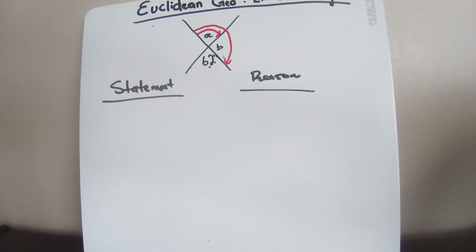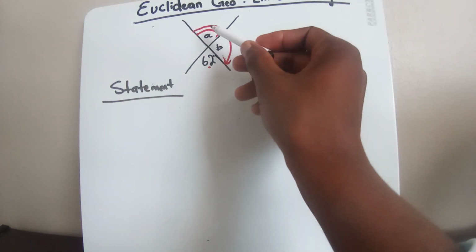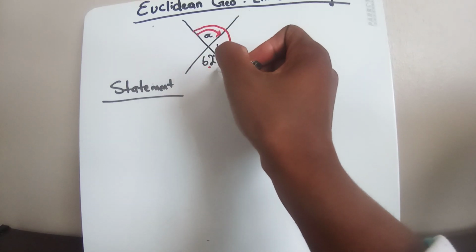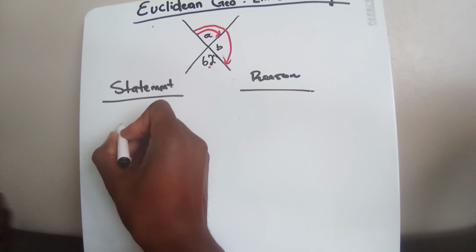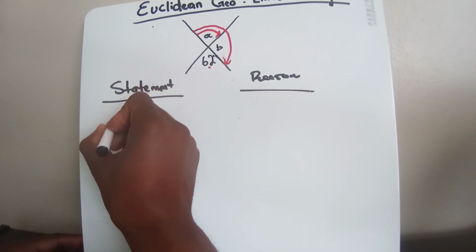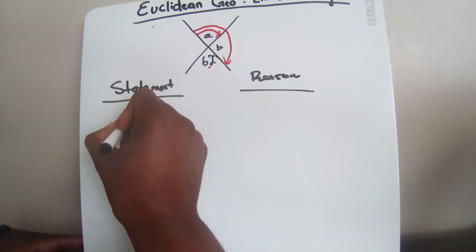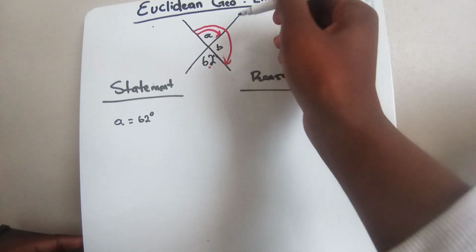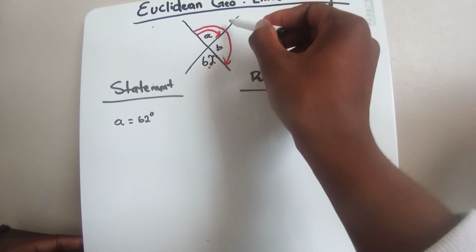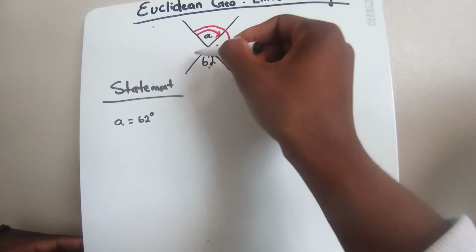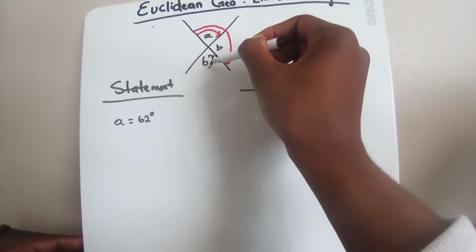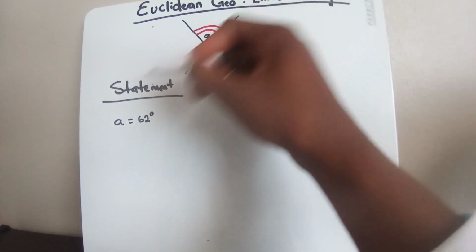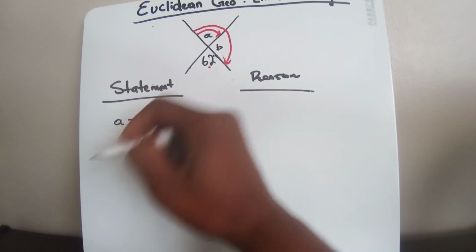So the first thing that I will do, since I know that when they talk about vertical opposite, that means this angle over here equals this angle. So my statement will be A equals 62 degrees. Why? Because according to the theorem, if we have an angle opposite another angle in a vertical opposite, that means these angles are equal to each other. That's why I wrote A equals 62.